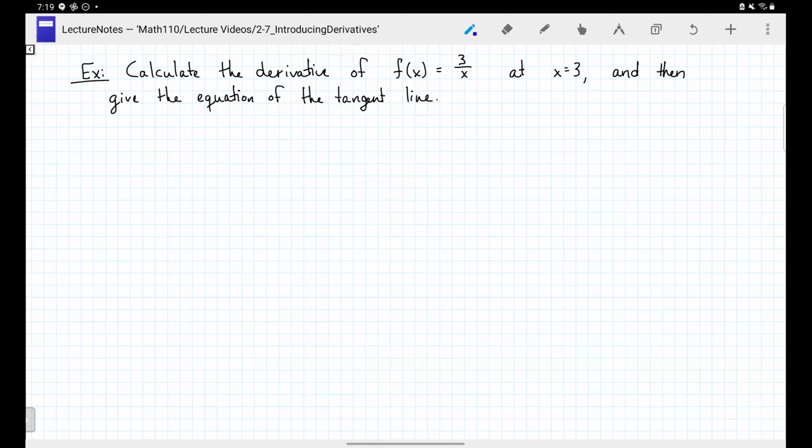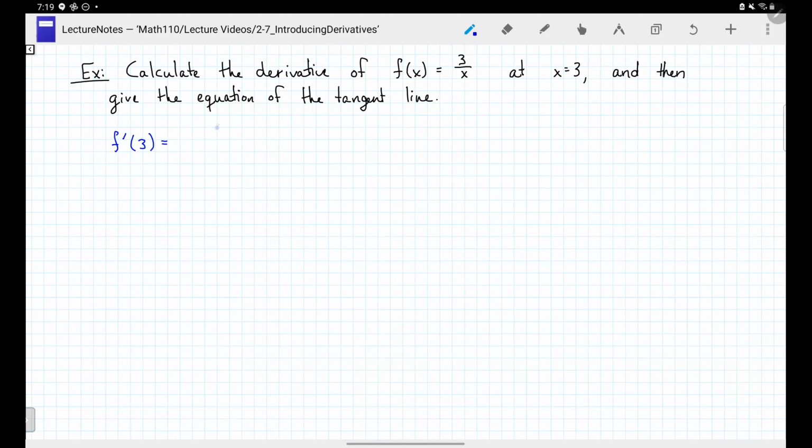So let's calculate the derivative of this function f of x equals 3 divided by x, where x equals 3, and then give the equation of the tangent line. Okay, so by the definition of the derivative, f prime of 3, the derivative of f at the point where x equals 3, is going to be: I first take a nearby point x, f of x, and I calculate the slope of the secant line.